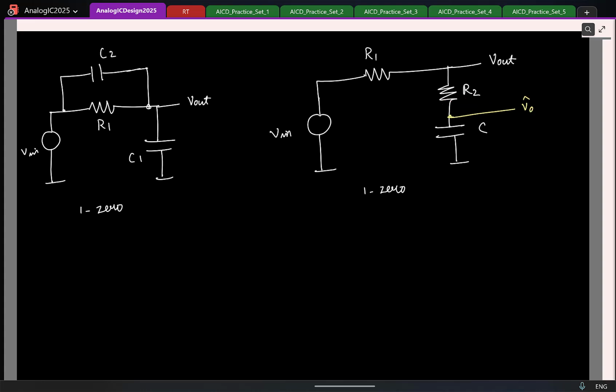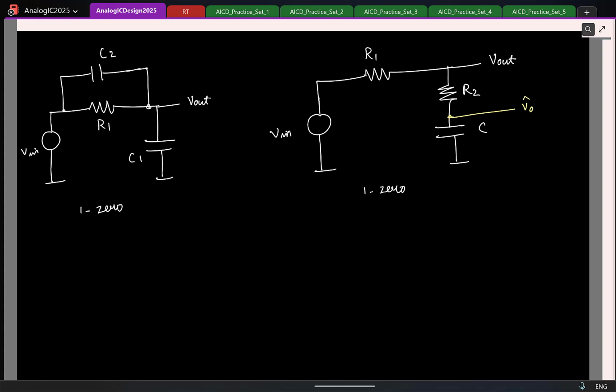Which means next time if someone gives a circuit and asks you if the circuit has zeros, what should be the first question you ask? Where is the output and what is the input? Without knowing that, you cannot make a comment about if the circuit has 0 or what is the location of 0. Cool. So that is about finding if the circuit has 0 or not.